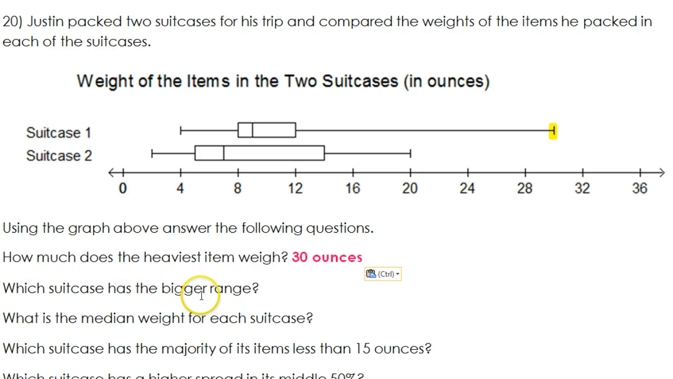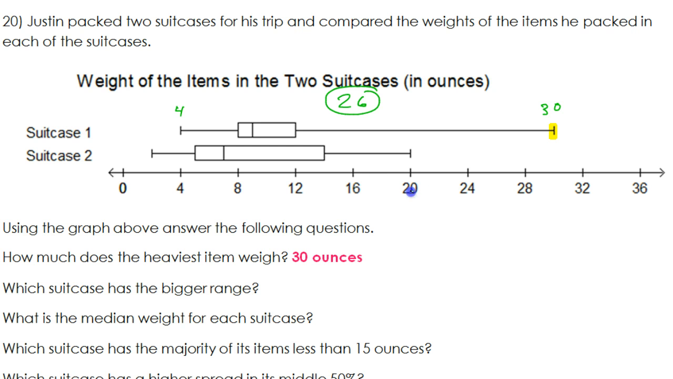Which suitcase has the bigger range? Well, the range is the highest value minus the lowest value. So the range is reflected by the length of the entire plot from end to end. So suitcase 1 definitely has the longer range. The heaviest item is 30. The lightest item in suitcase 1 is 4. So that's a range of 26.